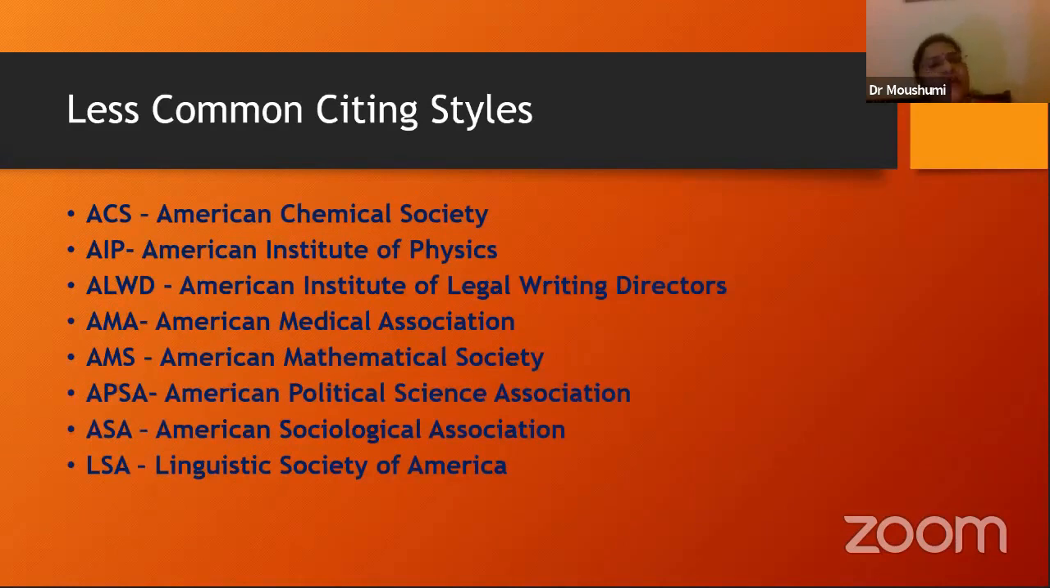So there are numerous styles, I mean to say, but there are some commonly used citation styles and some less commonly used citation styles. Whenever you choose a citing style for your thesis, please do take the help of the latest handbook, which will explain to you how to write the different sources, and then start your thesis.